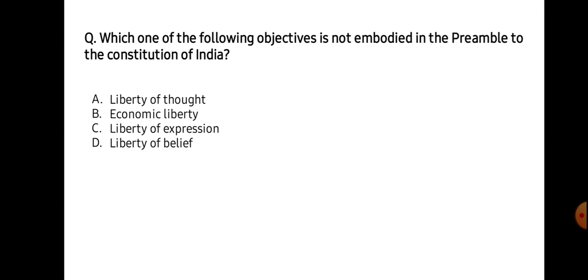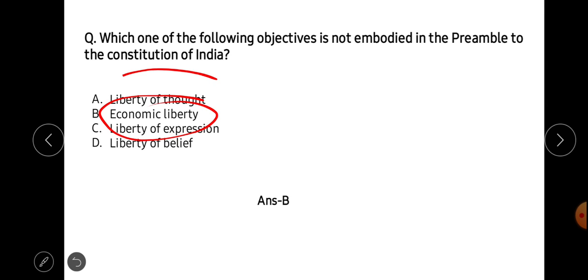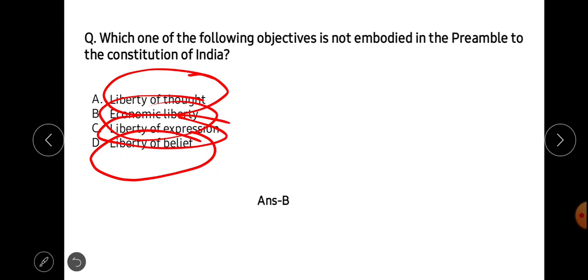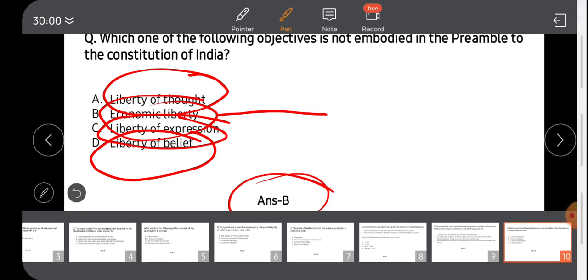Which of the following objectives is not embodied in the preamble to the Constitution of India? So its answer will be economic liberty. Liberty of thought, liberty of expression, liberty of belief, they all are mentioned in the preamble of the Constitution, but unfortunately economic liberty is not mentioned in the preamble till now. So the correct answer will be option B, that means economic liberty. Now move to the next one.